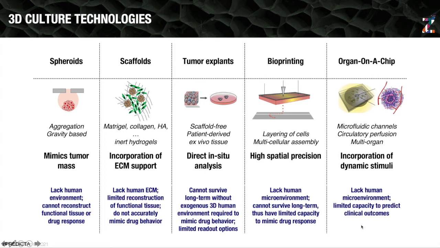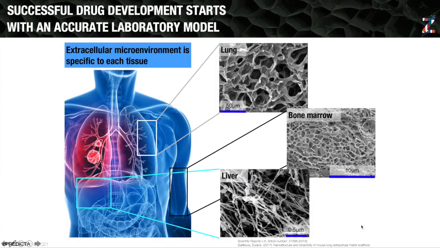And then there are organ-on-a-chip technologies that utilize microfluidics to introduce circulatory perfusion and this dynamic circulation to mimic what is really happening within the tumor. These methods add a great next dimension to in vitro models, but many times they also lack the human microenvironment, and again, that limits their utility.